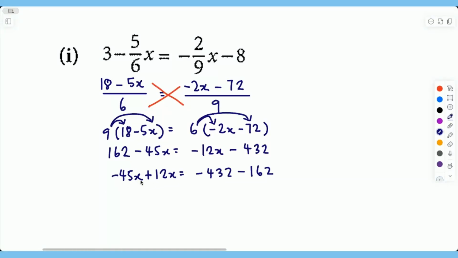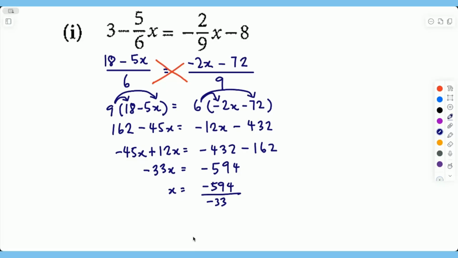Negative 45x plus 12x will give us negative 33x. And on the right side, it will be negative 594. To solve for x, we take negative 594 divided by negative 33. That will give us 18.